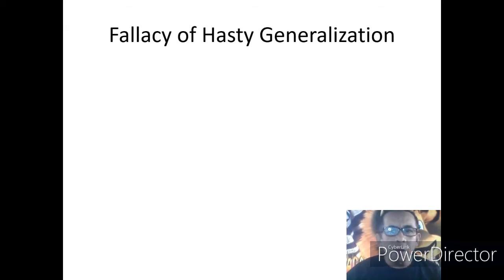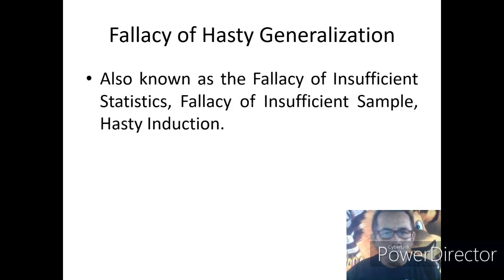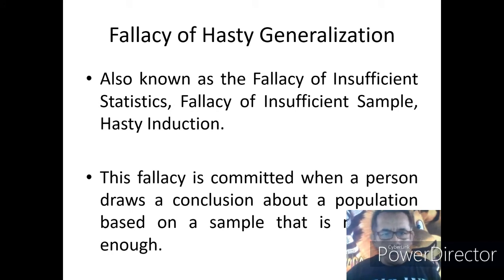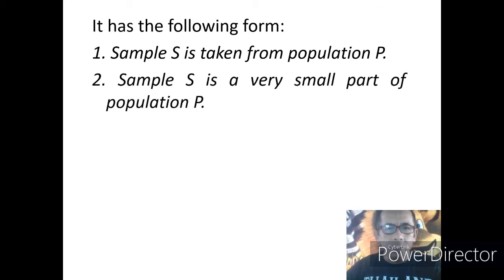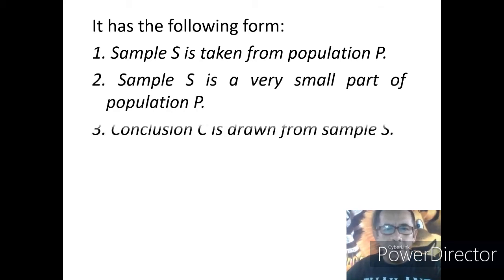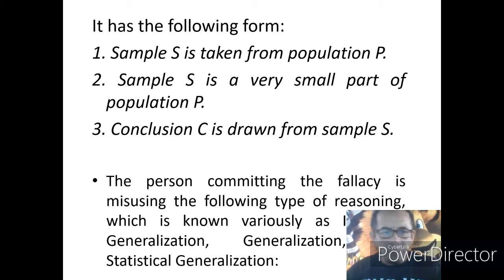Next is the fallacy of hasty generalization, also known as the fallacy of insufficient statistics, fallacy of insufficient sample, hasty induction. This fallacy is committed when a person draws a conclusion about the population based on a sample that is not large enough. It has the following form. 1. Sample S is taken from population P. 2. Sample S is a very small part of population P. 3. Conclusion C is drawn from sample S. The person committing the fallacy is misusing the following type of reasoning, which is known variously as inductive generalization, generalization, and statistical generalization.